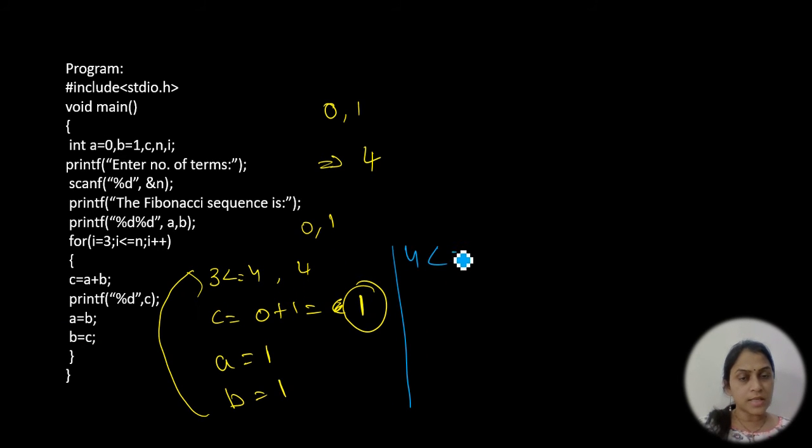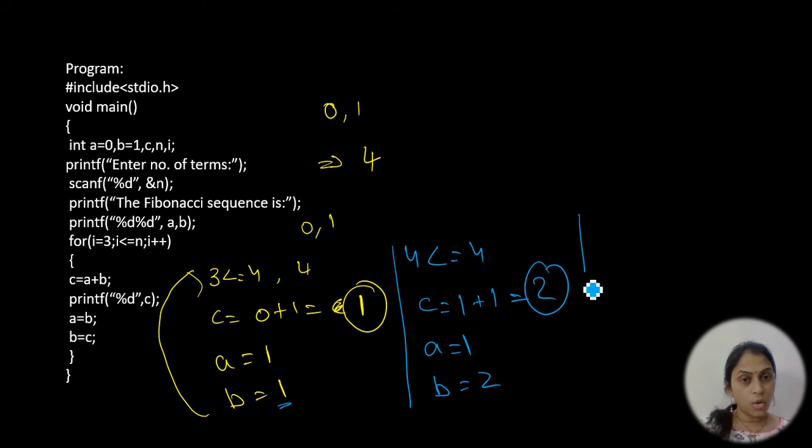Now check. 4 is less than or equal to 4. Yes, the condition is true. Now enter here. C is equal to A plus B. What are the A and B values in the previous step? A is 1 and B is 1. Now C is 2. Okay. Now A is equal to B. What is the B value? B value is 1. And B is equal to C. What is the C value? 2. So now A is 1 and B is 2. Okay. So now again come back.